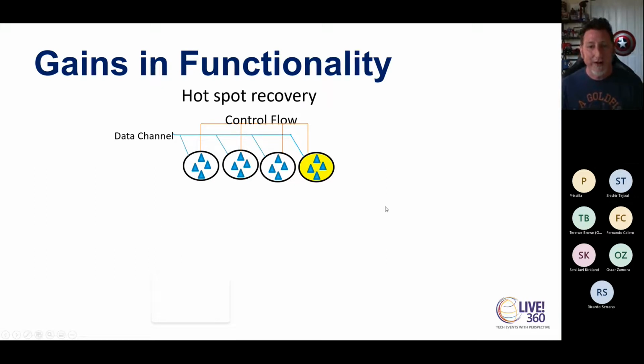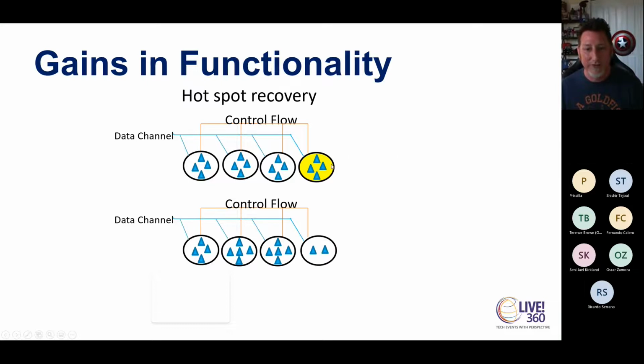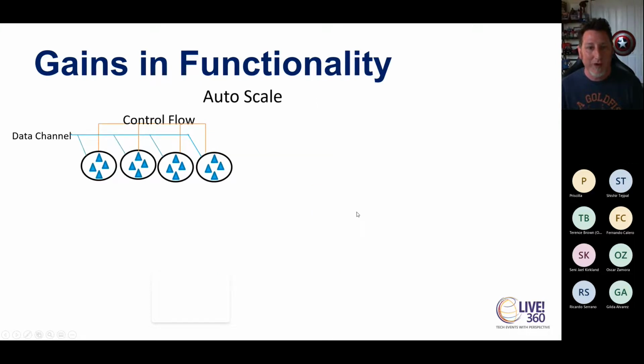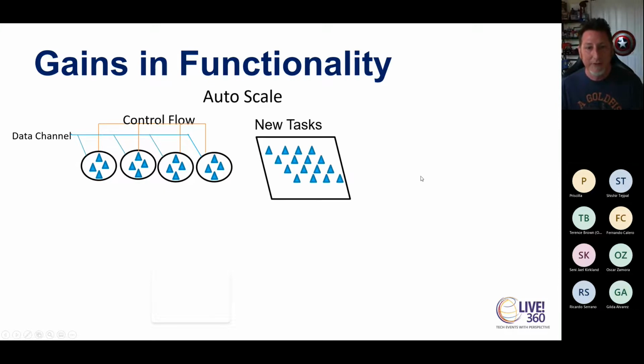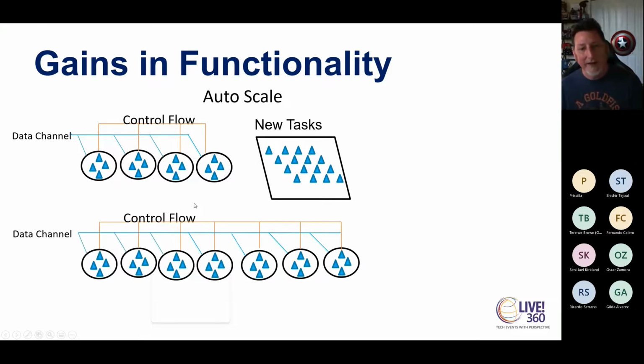Hotspot recovery. If I have an issue with one individual place, I might be able to take and redistribute a couple of tasks onto nodes that can handle that additional functionality. For auto scale, I can do auto scale up, auto scale down. I get some new tasks that come in. I see that I'm evenly distributed and I do not have the space to continue to take new tasks, and I will scale out to process this.